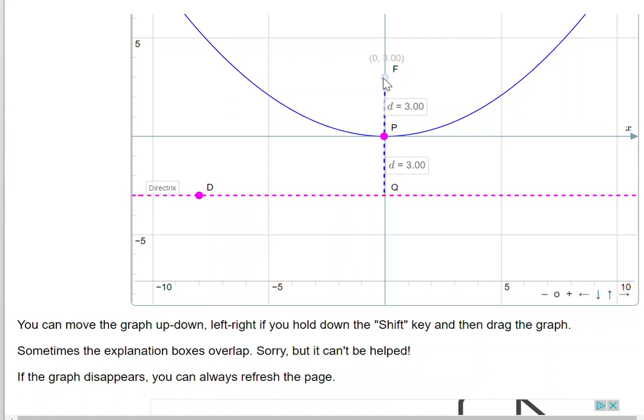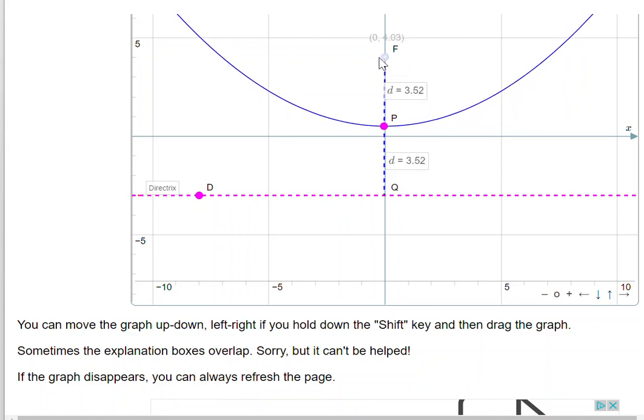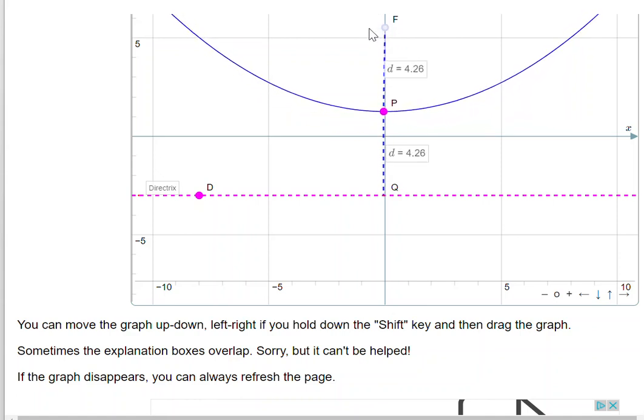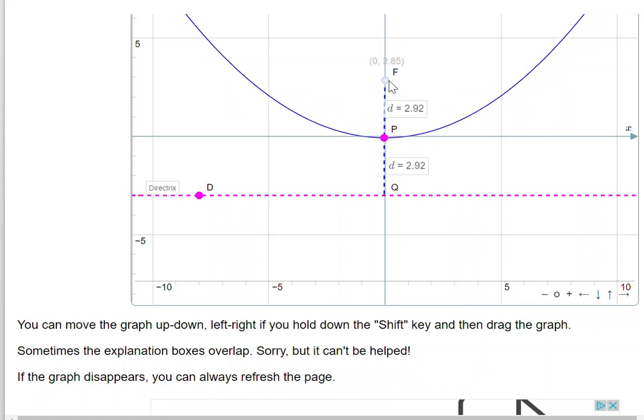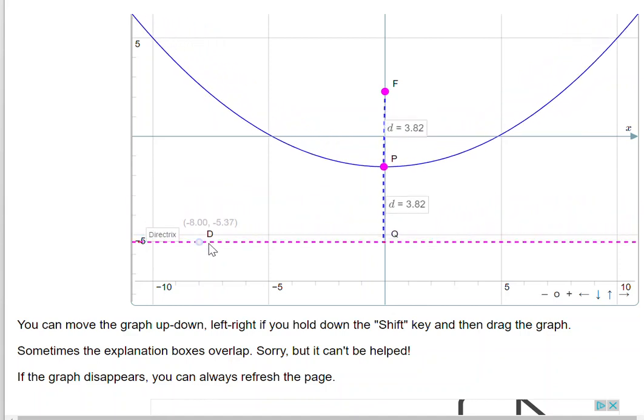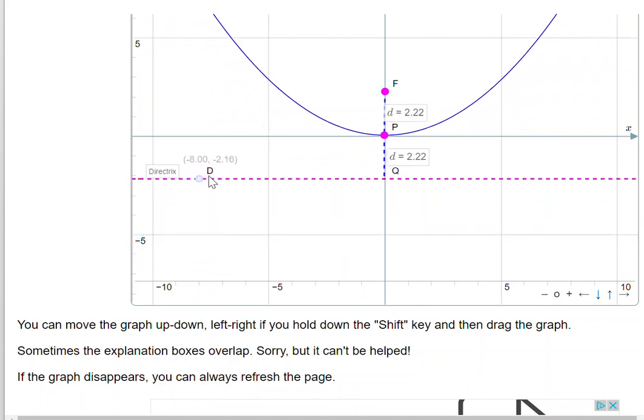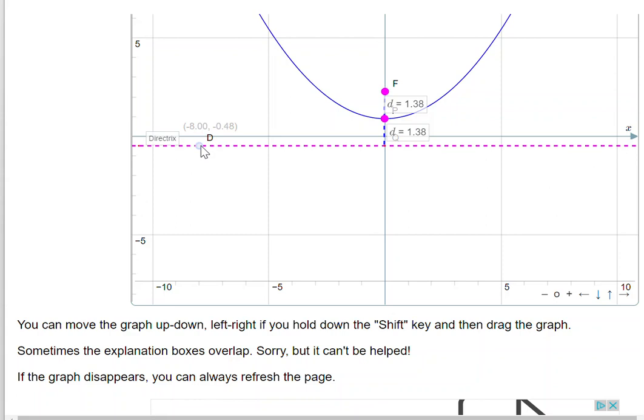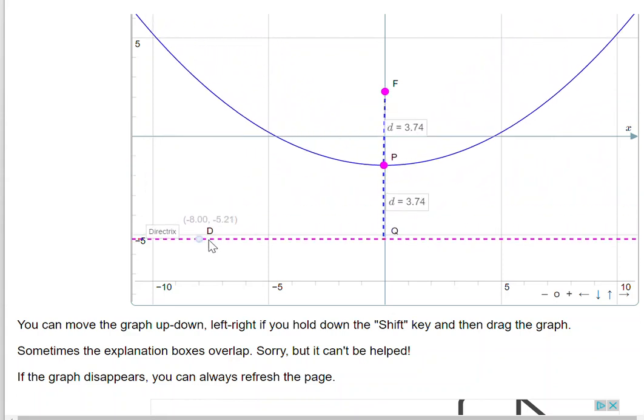Now, as we move the focus and the directrix, you'll notice that the parabola changes. So again, it gives shape to it. Moving the focus closer makes it more narrow. I can do the same thing with the directrix. I can move the directrix away, or I can move it closer, and it really affects the shape of that parabola.